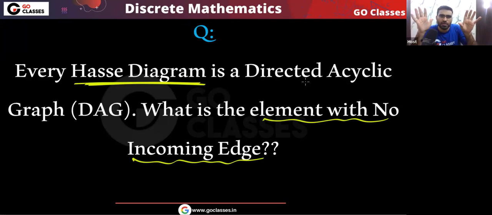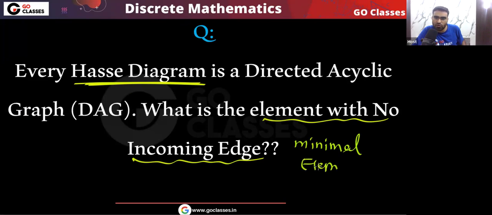We don't have these terminology. Hash diagram concept does not have these terminology, leaf, root. Forget about these. These are not even the concept in the hash diagram. In the hash diagram, we have minimal, maximal, least, greatest. These concepts we have. Now you tell me. Every hash diagram is directed acyclic graph. What is the element with no incoming edge? This is the definition of minimal element.